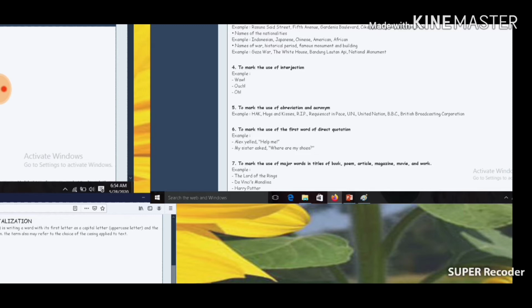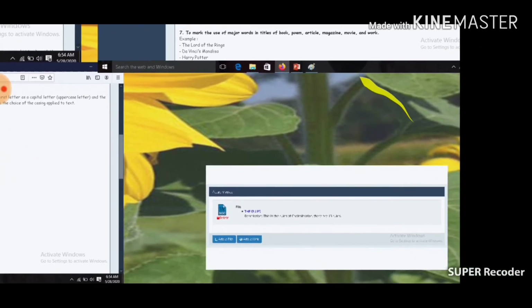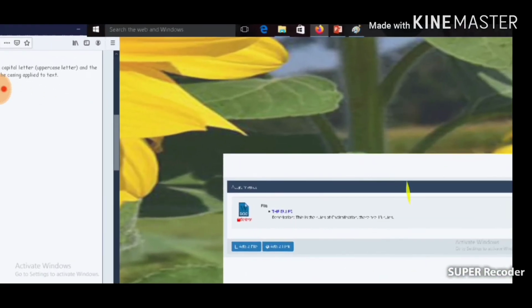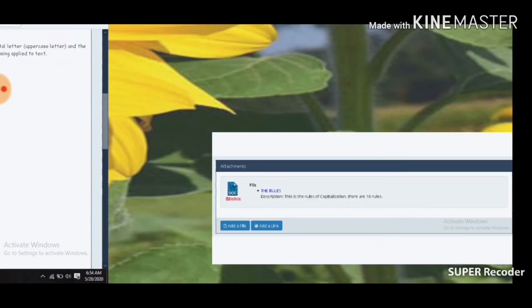6, to mark the use of the first word of direct quotation. 7, to mark the use of major words in titles of book, poem, article, magazine, movie, and work. And I give the attachment for the students about the rules of capitalization. There are 18 rules.